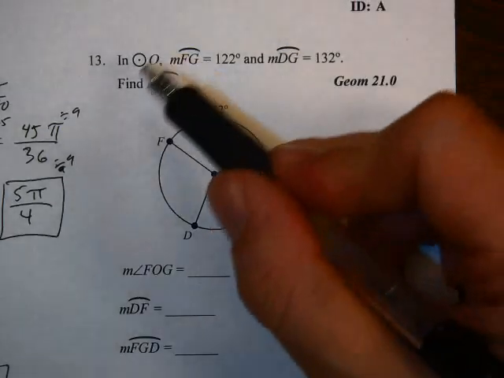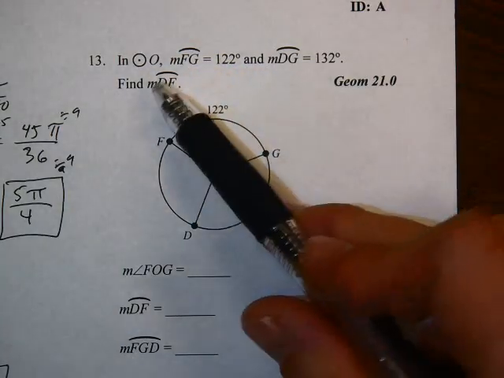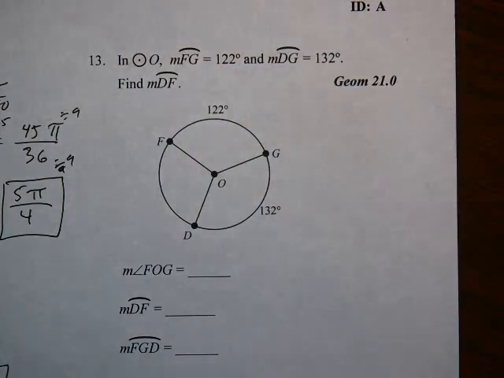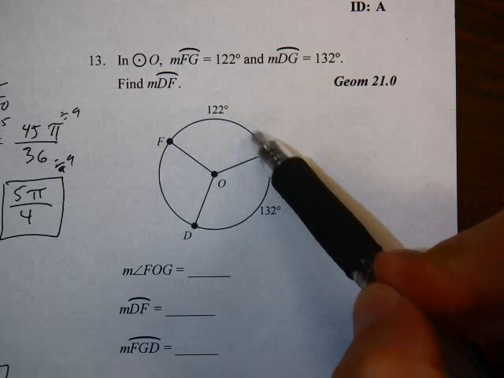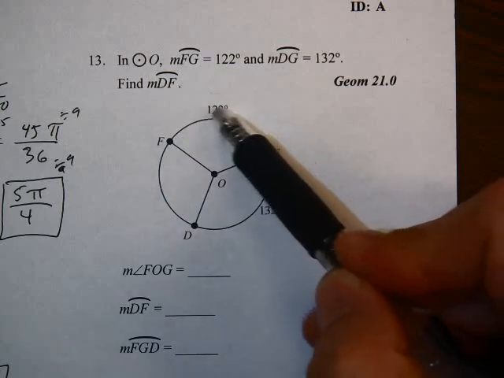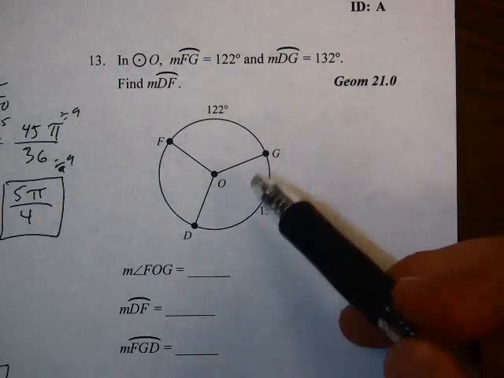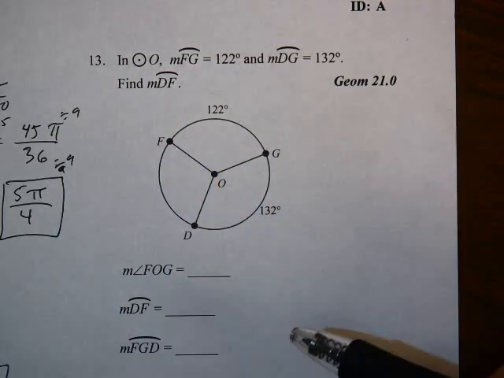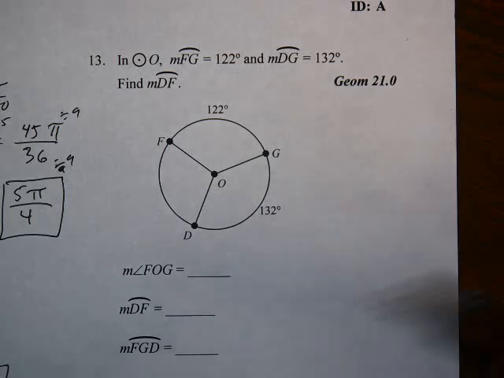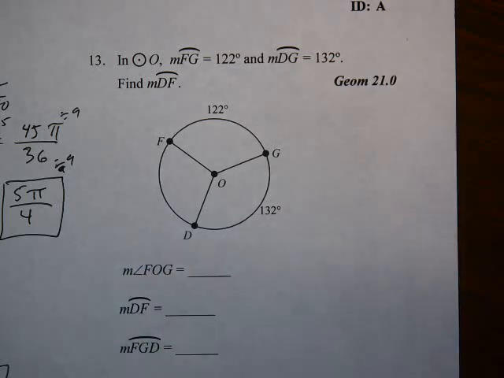Number 13. In circle O, the little m, remember, means measure. Measure of arc FG is 122 degrees, so that curve covers 122 degrees out of 360 for the circle. Measure of arc DG is 132 degrees. Find the measure of arc DF. Now there are other parts that we want you to find here, but let's first look at the measure of angle FOG.